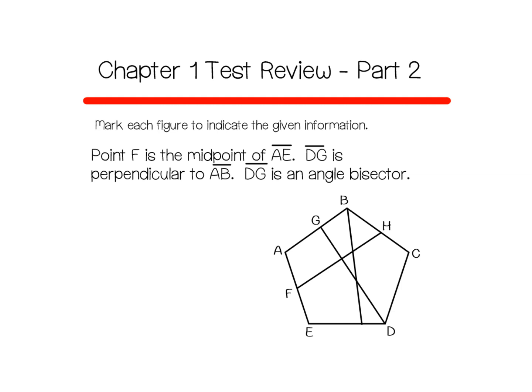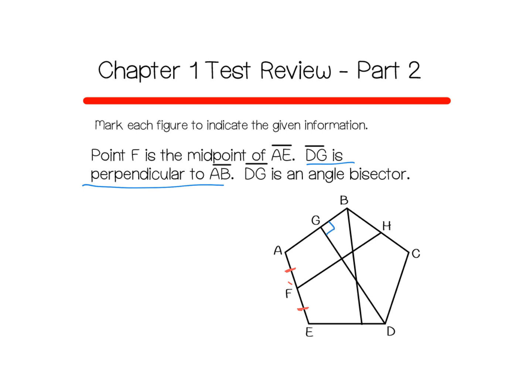On this first one, I'm going to show you how to make the proper markings. When it says that F is the midpoint of AE, that means these two segments are congruent, so you need to mark them congruent. Then when it says DG is perpendicular to AB, where DG and AB meet, this is the right angle.